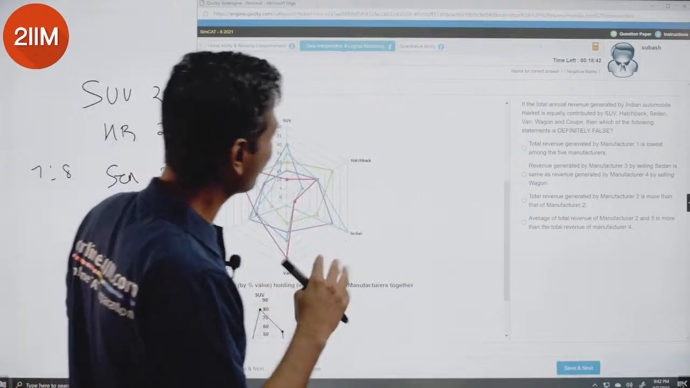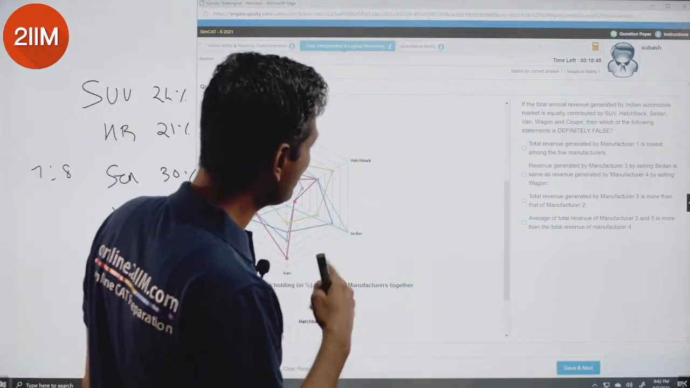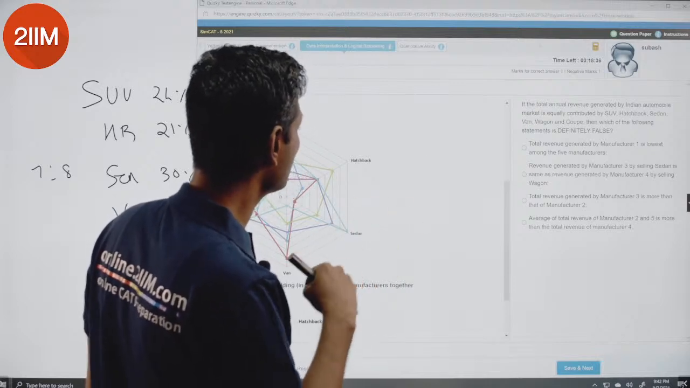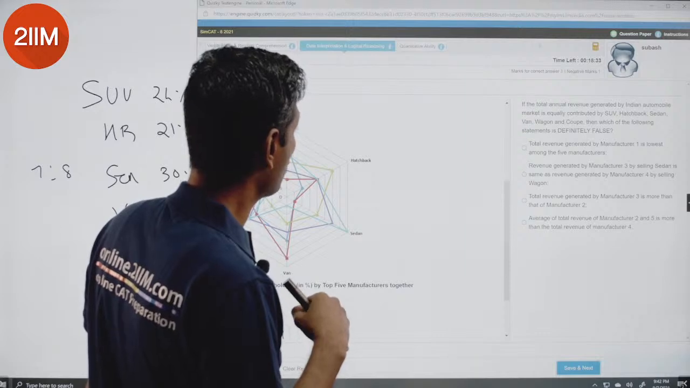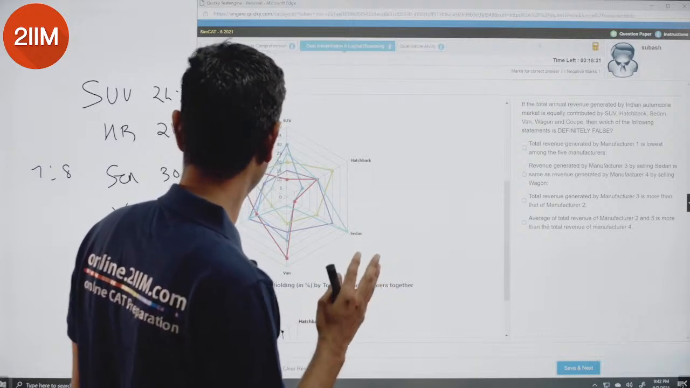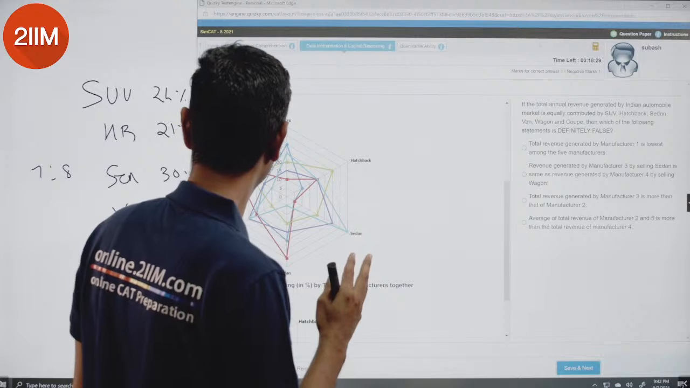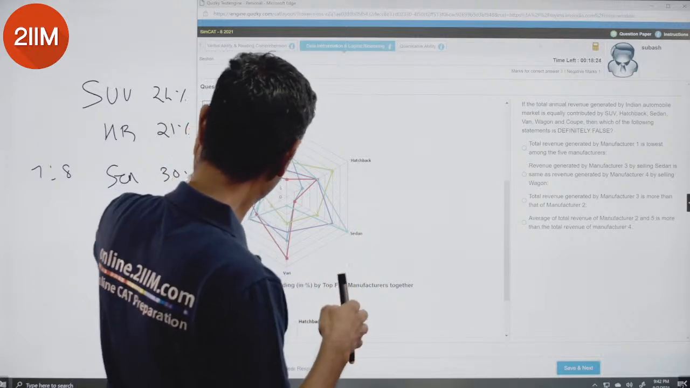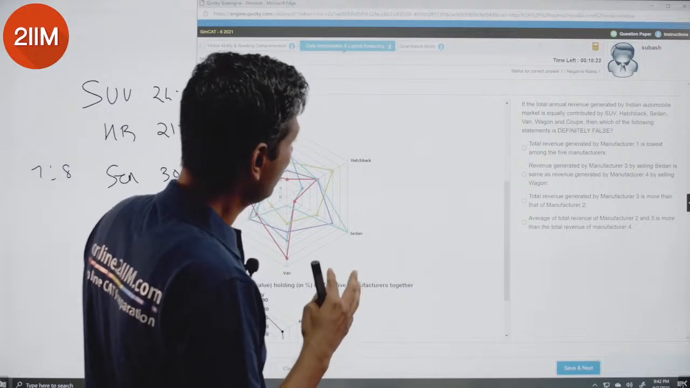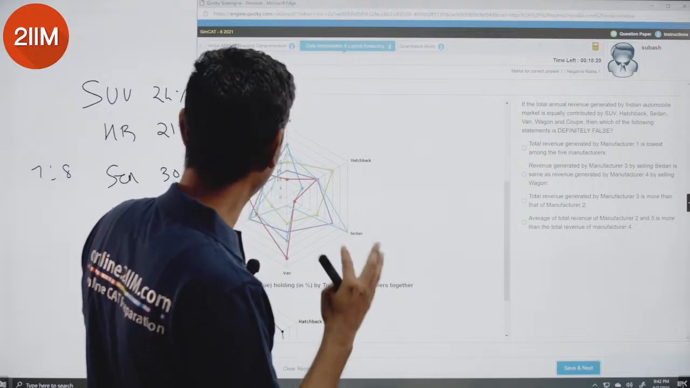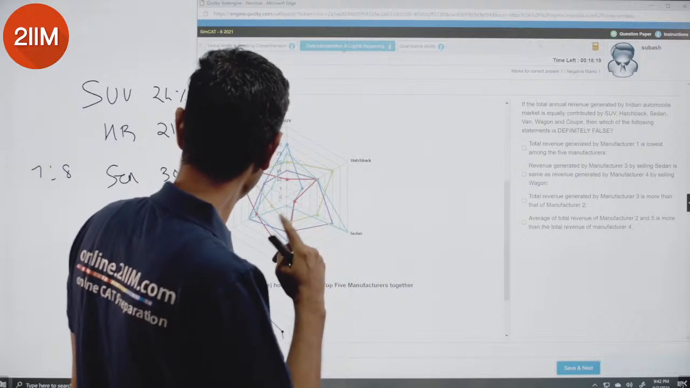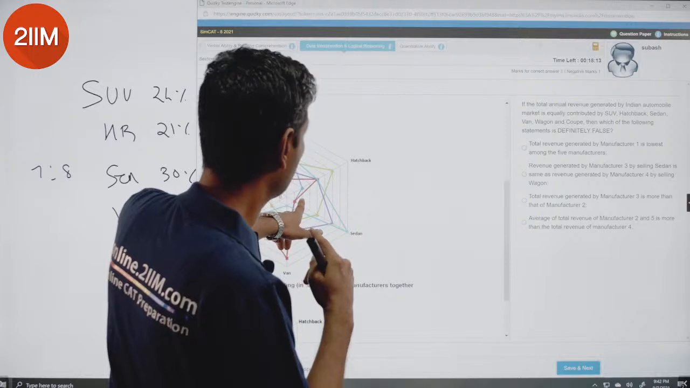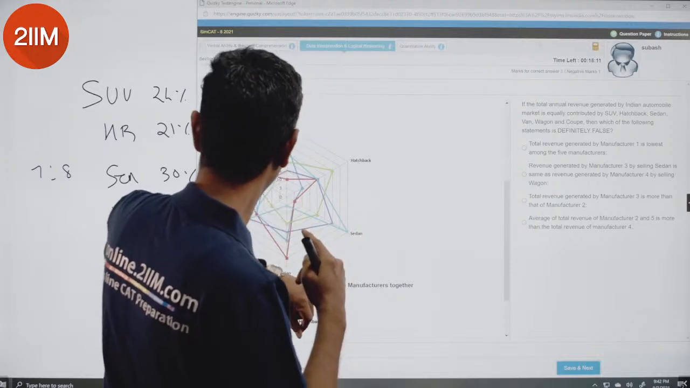I'm already stuck in the middle of nowhere. Indian automobile market is equally contributed by SUV, hatchback, sedan, wagon. Which of the following is definitely false? Total revenue generated by manufacturer 1 is lowest among the 5 manufacturers. Manufacturer 1. Nice small numbers, looks to be small. Revenue generated by manufacturer 3 by selling sedan, okay, the same as revenue generated by manufacturer 4 by selling wagon.